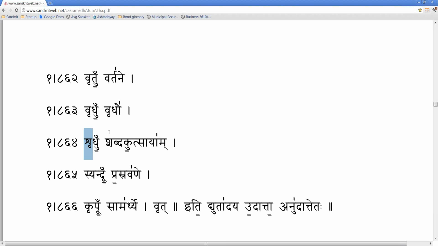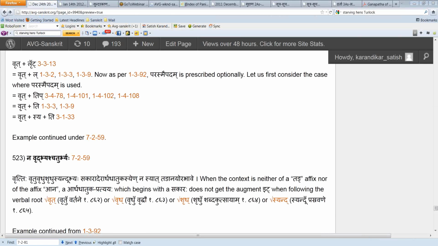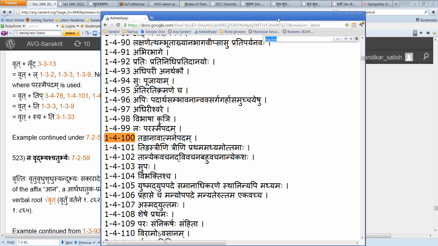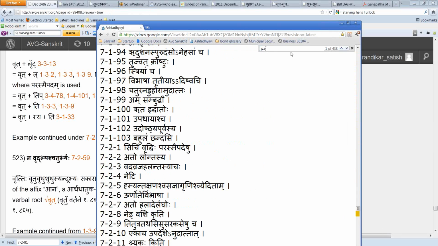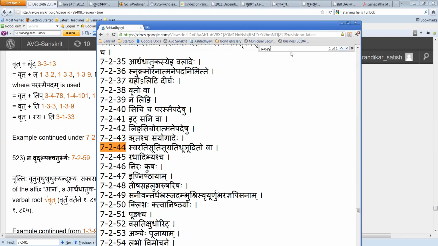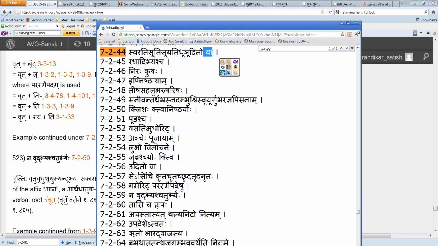And syandu has a udit. We just studied the sutram 7-2-44, uditova. That means this will take idagama optionally. So in the absence of 7-2-59, what would have happened is that vritu, vridhu and shrudhu would have allowed idagama all the time because they are udatta upadesha. On the other hand, syandu would have allowed idagama optionally because of svarati sutisuyati dhunuuditova. Now this sutram specifically says na vridhyas chaturbhyaha tanganava bhave. When atmanepadam is not there, these four dhatus, the first three of which would have allowed idagama all the time and the fourth optionally, now will not allow idagama at all.